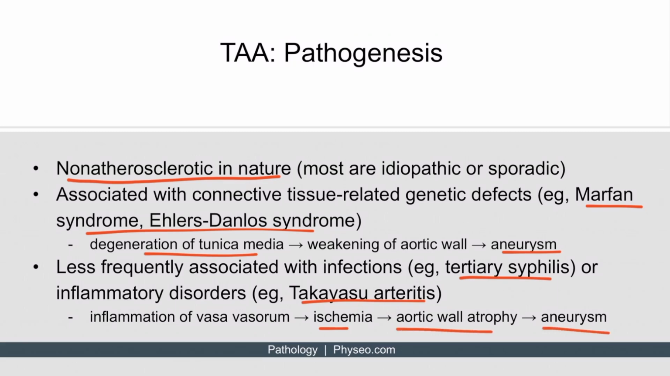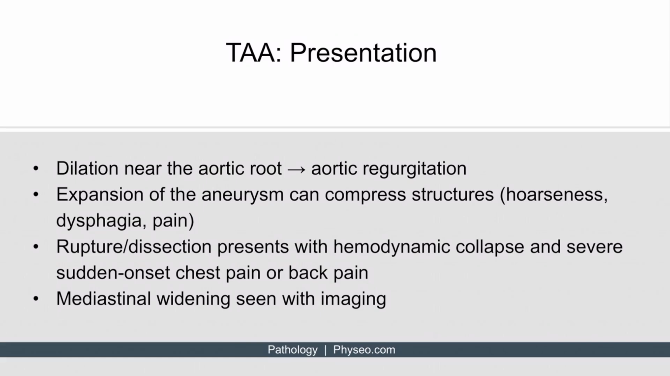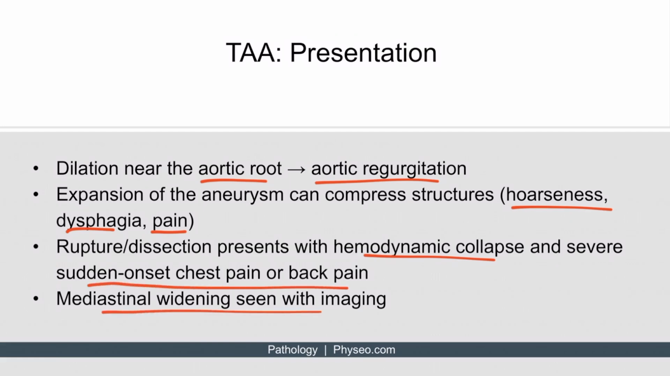Thoracic aortic aneurysms often present with aortic regurgitation, and this is because the aneurysm will be in close proximity to the aortic root, which can then result in aortic valve insufficiency. It can also compress adjacent structures as it expands, resulting in hoarseness, dysphagia, and pain. If it ruptures or dissects, it will present with hemodynamic collapse and severe sudden onset chest pain or back pain. Mediastinal widening can also be seen with imaging.